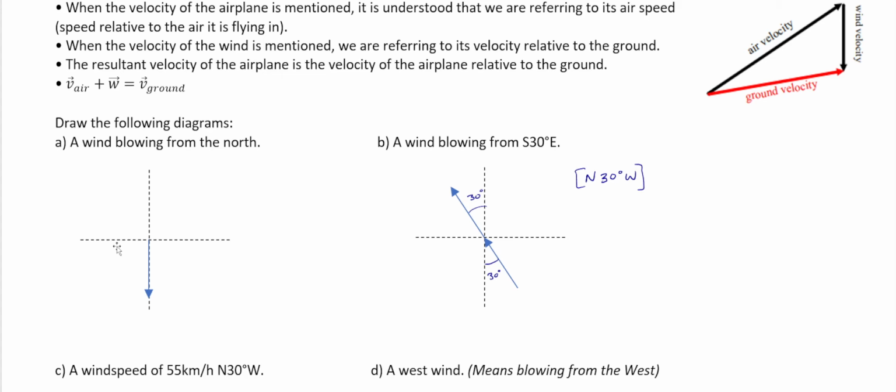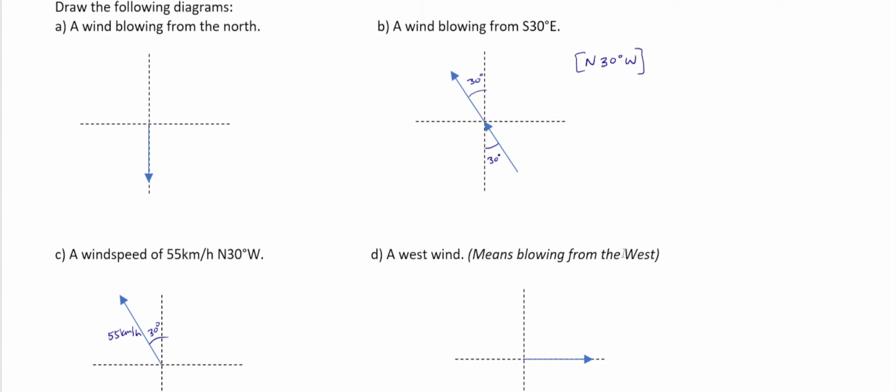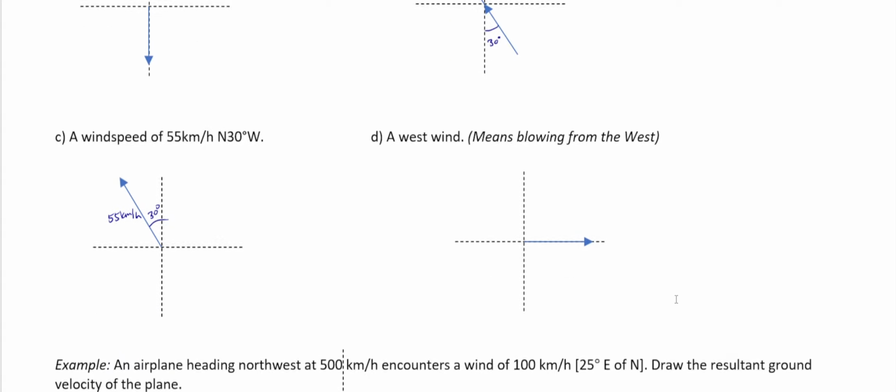A wind speed of 55 kilometers per hour north 30 degrees west. Well, that's literally the same direction that we just did. So here we go. I'll make it a little longer because it's 55 kilometers per hour, and that's about 30 degrees right there. And a west wind means a wind blowing from the west. So if it's blowing from the west, then that means it's going to the east. Okay, so that kind of deals with the terminology of wind velocities.